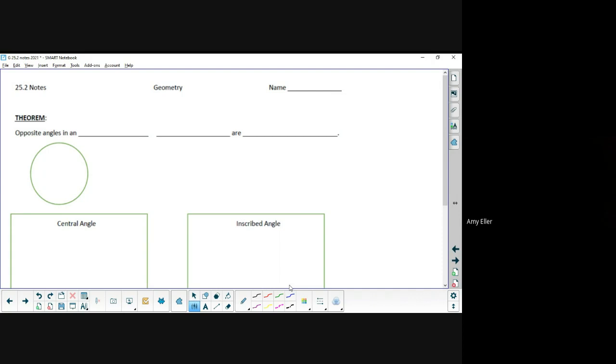Fill in the blank. Opposite angles in an inscribed quadrilateral are supplementary. Opposite angles in an inscribed quadrilateral are supplementary.